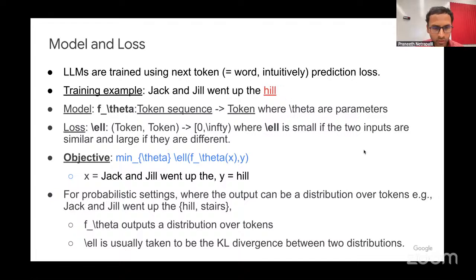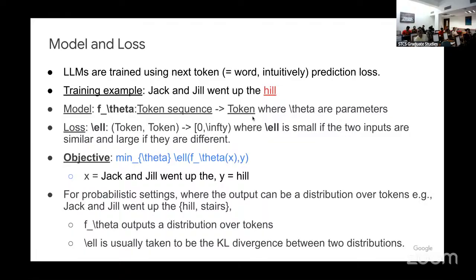Any questions until here? So, typically wouldn't you want the notion of similarity between the next token that is predicted and what you actually wanted the token to be? That's also context dependent, right? Yes, it is context dependent here because the model, F theta, is taking this entire thing, "Jack and Jill went up the," and then predicting what the next token should be.